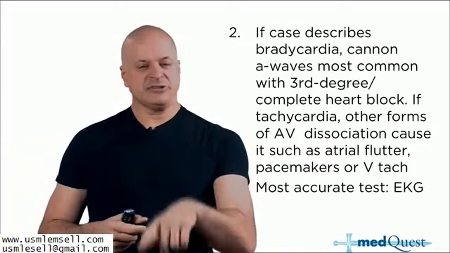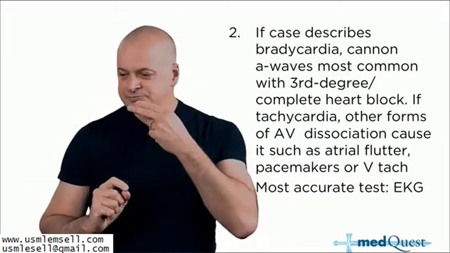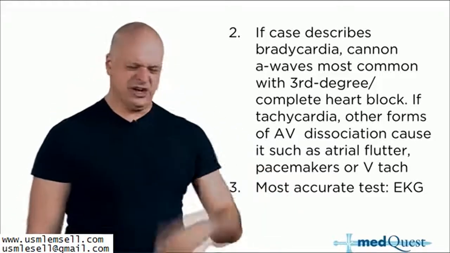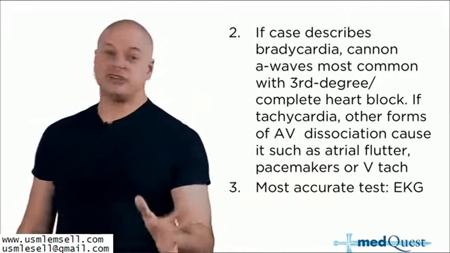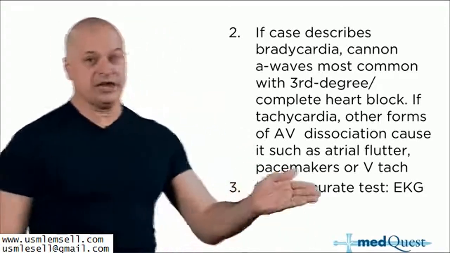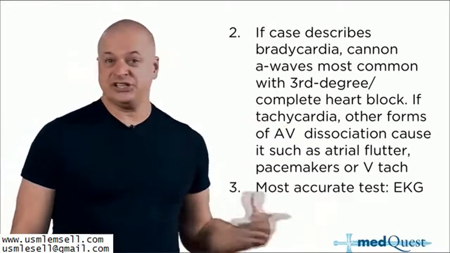But you're going to have to dissociate in your brain the part that says, oh, this is just a bunch of BS, I don't need to know this, versus no, you are expected to know it, period. I'm sorry, you just have to know. Cannon waves are atrial systole against the closed tricuspid valve. You do an EKG. And here we are looking at them.